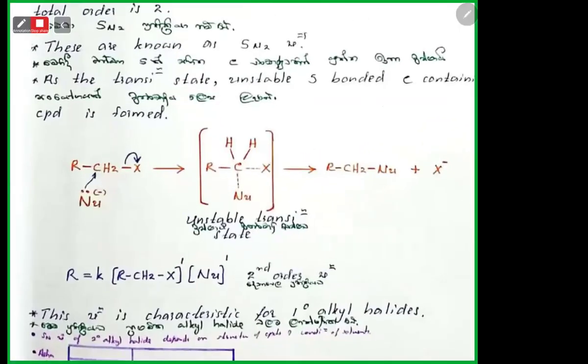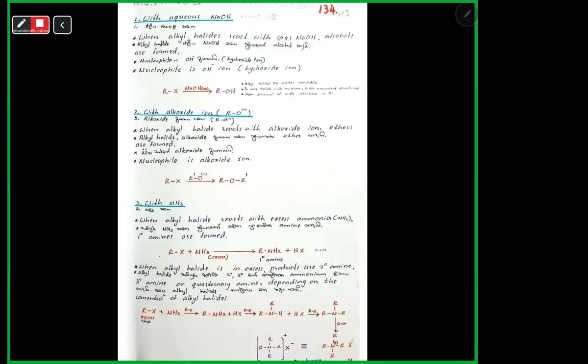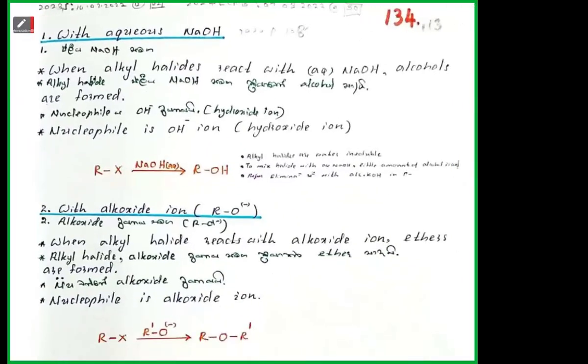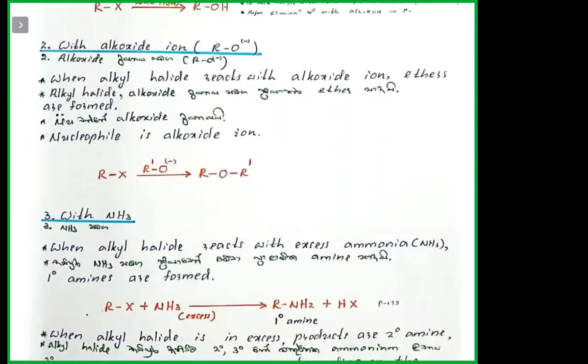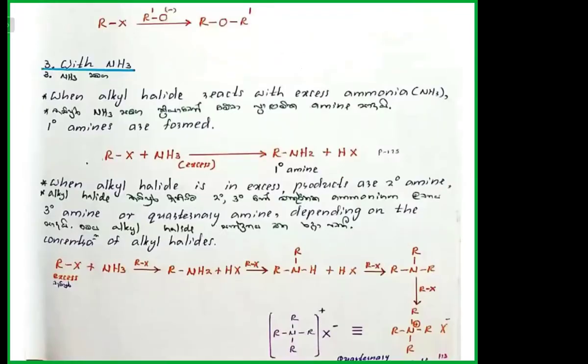But in a situation where you have just a CH3 group, the methyl carbocation is unstable. It does not exist in the medium as it is. So breaking this bond and joining the nucleophile happen at the same time. Both control the reaction rate, so that is second order. Aqueous sodium hydroxide: the halogen gets away and OH joins to make alcohols. Alkoxide ion gives ether. With ammonia, they can make primary amine, secondary, tertiary, and quaternary ammonium salts.